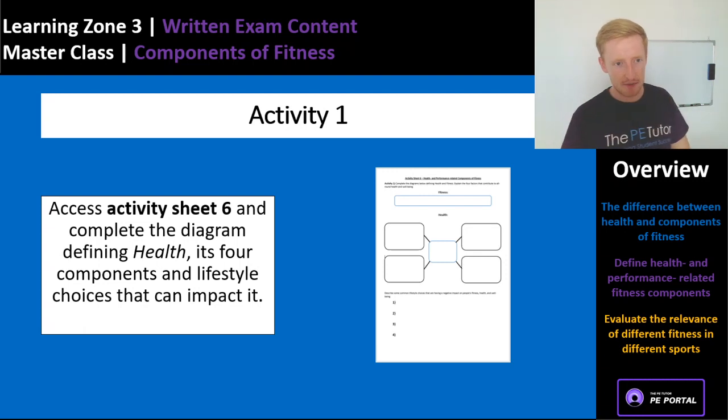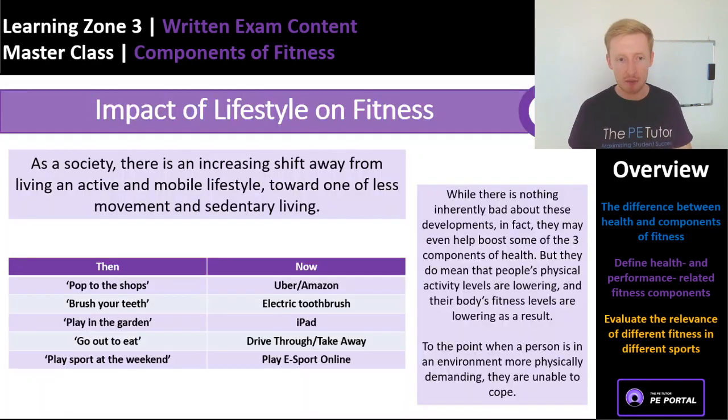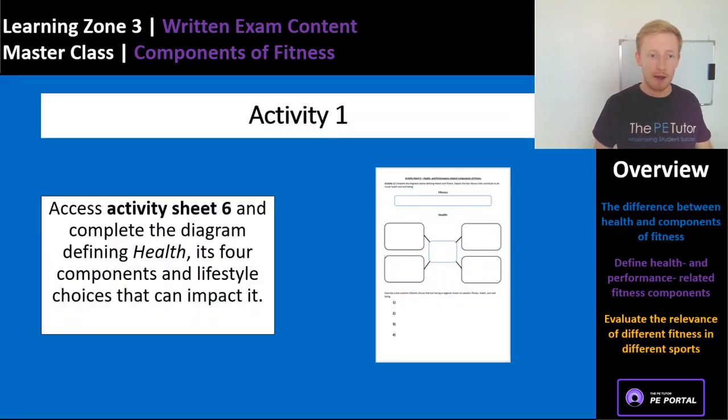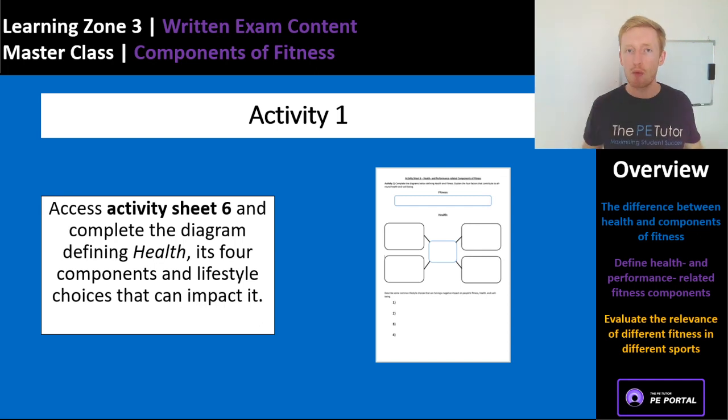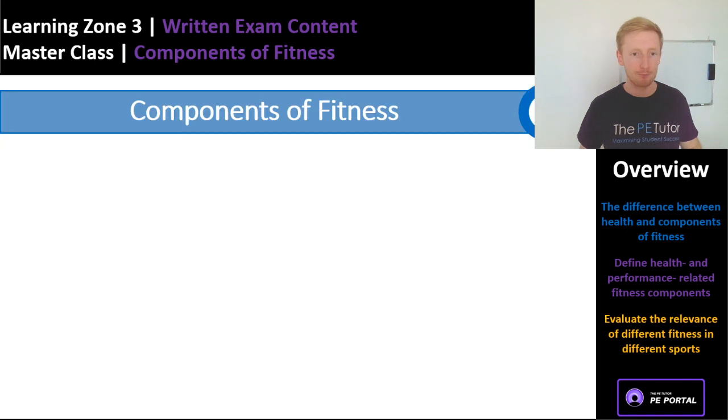So, first activity is in the activity sheet attached to this lesson inside the portal. Very simply, define health, define fitness, the 4 different components of health, and then summarize a couple of factors that we just discussed there, or come up with your own. It's up to you. But yeah, either pause the video and do that now, or just go through the whole thing and then go back to the activity sheet at the end. But we're going to move on for now.